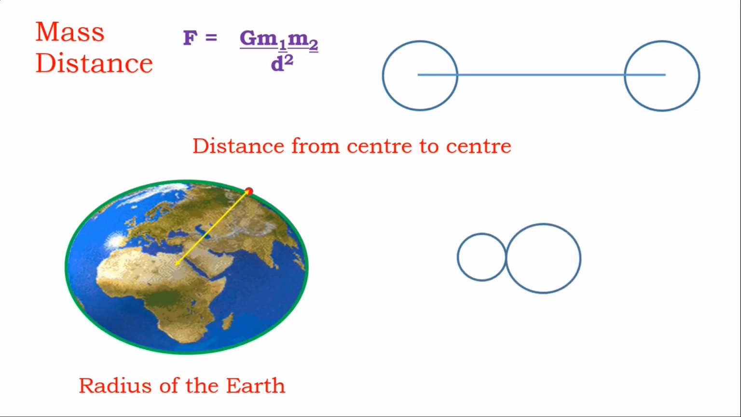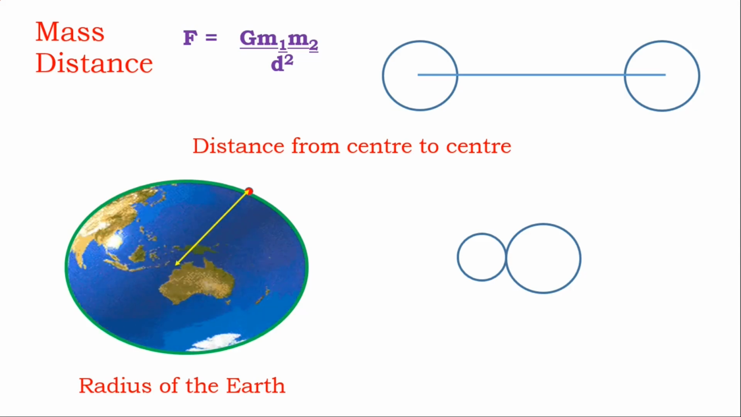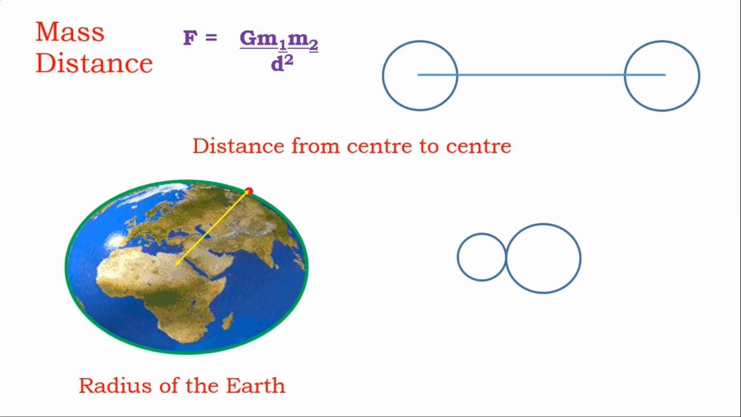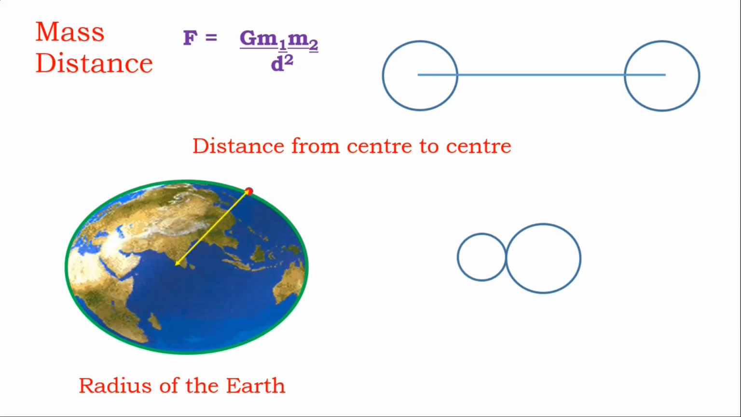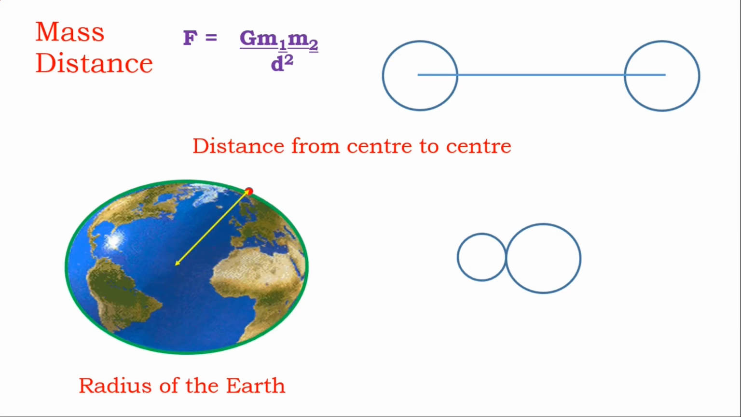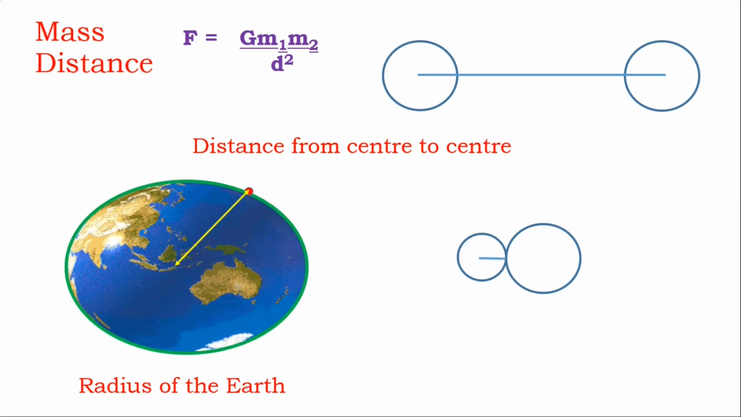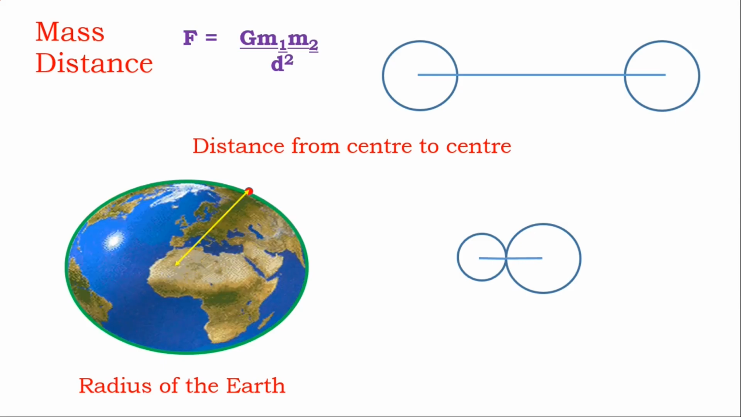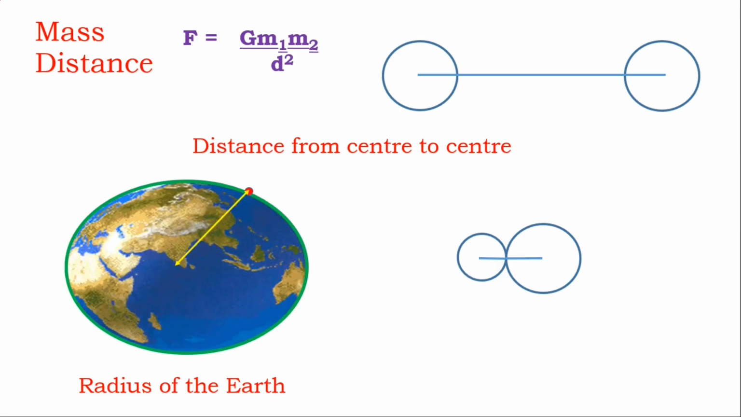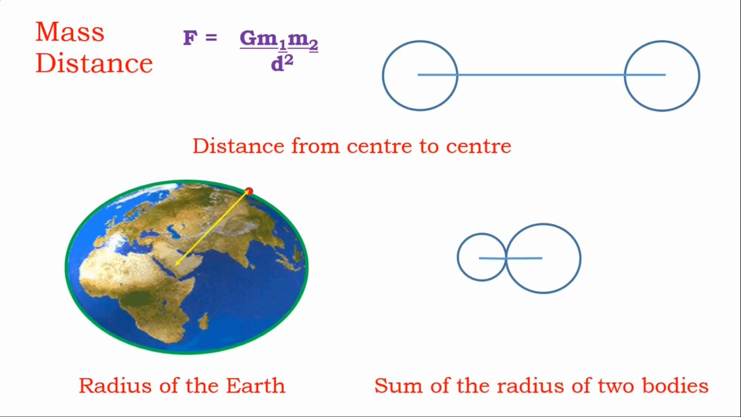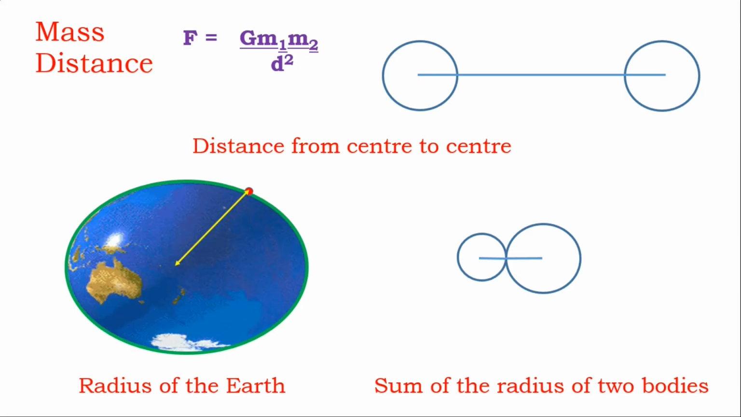Let's say two bodies are touching each other. We all know that they attract each other because they have mass, and this attraction force is called gravitational force. But what is the distance between them? Again, the distance is from the center of the first body to the center of the second body, and this is equal to the radius of the first body plus the radius of the second body. That's why in this case, the sum of the radii of the two bodies is the distance between them. This may be a confusion for students.